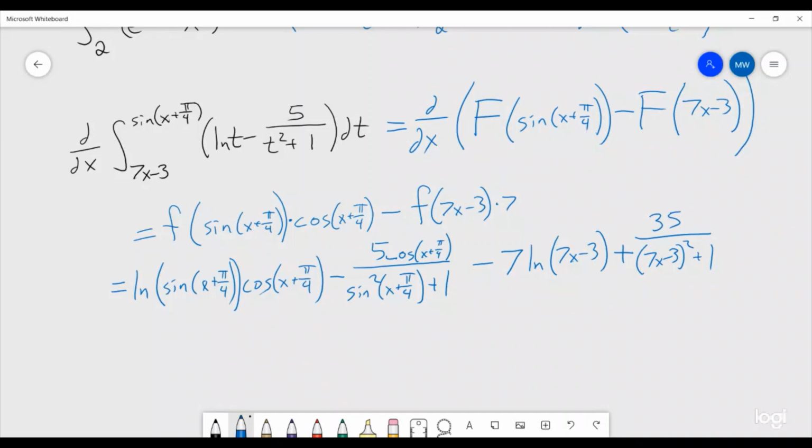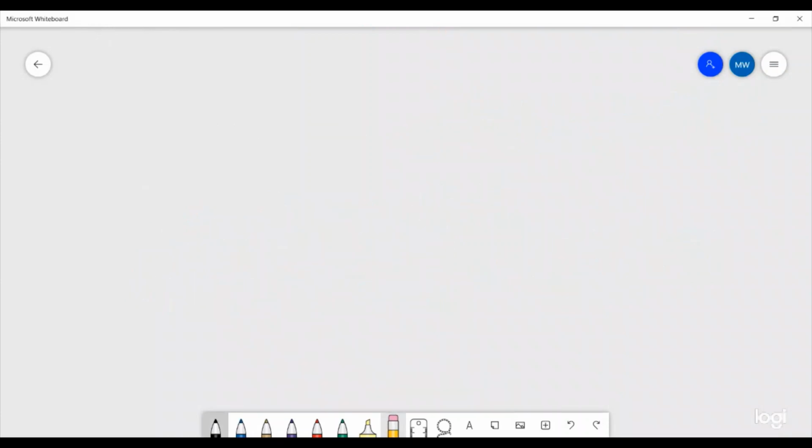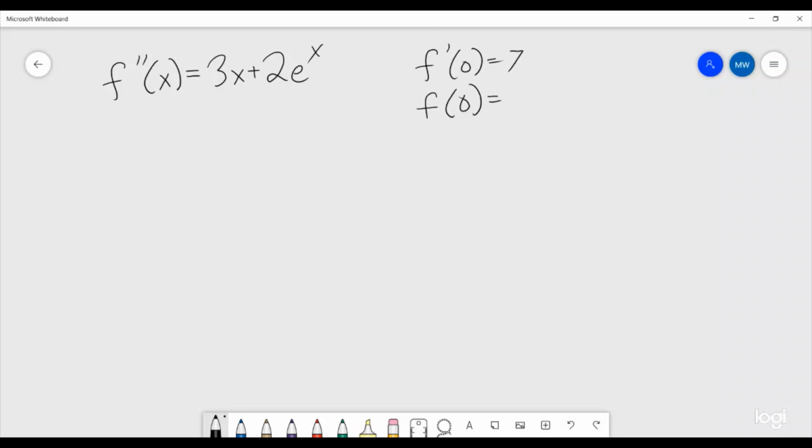Okay, so now that we have this one, let's do some problems that are related to this. Let's say that you know that f double prime of x is equal to 3x plus 2e to the x, and then we know that f prime at 0 is 7, and f of 0 is negative 4. What is f of x?